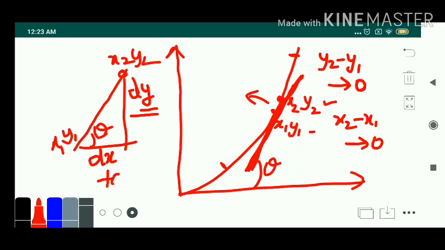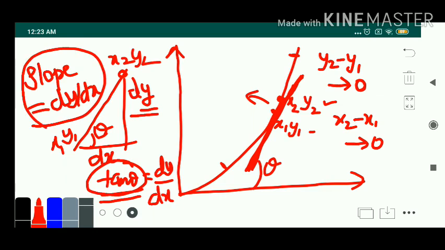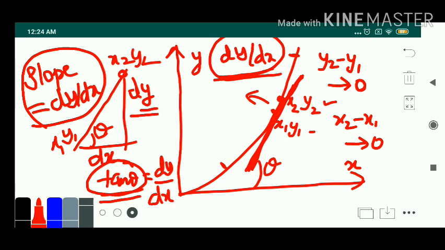So tan theta now is dy by dx. For any graph, tan theta is the slope. So the slope of a graph can be written as dy by dx. So, for an xy graph, where this is y and this is x, the slope is dy by dx. Keep it in your mind. And this dy by dx is known as the differential term.